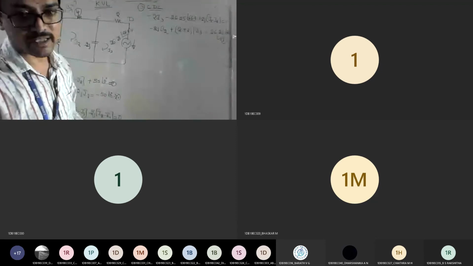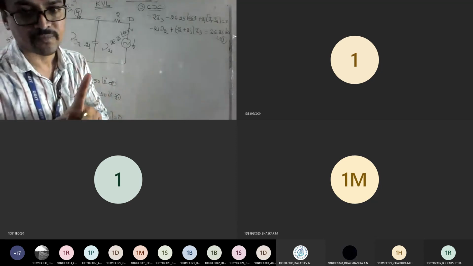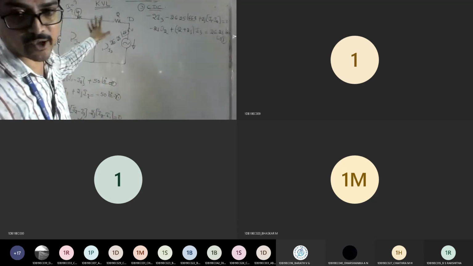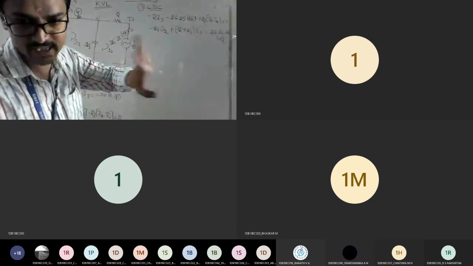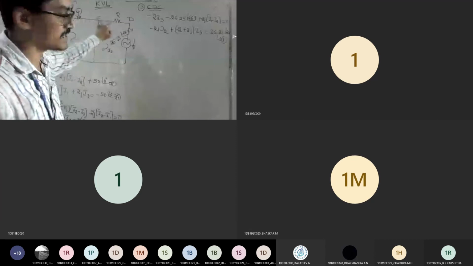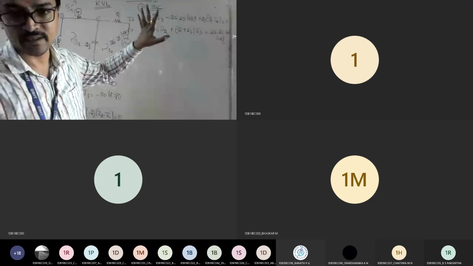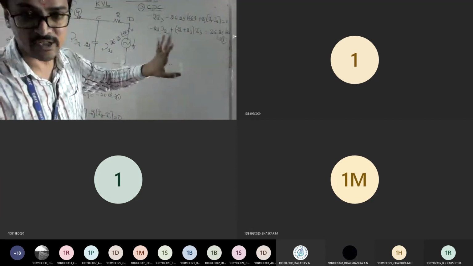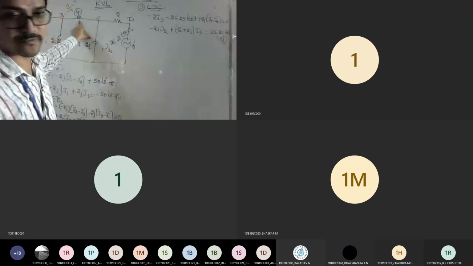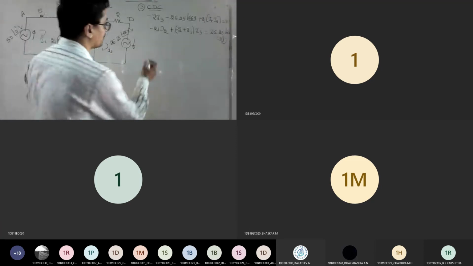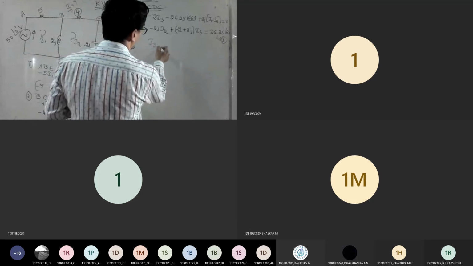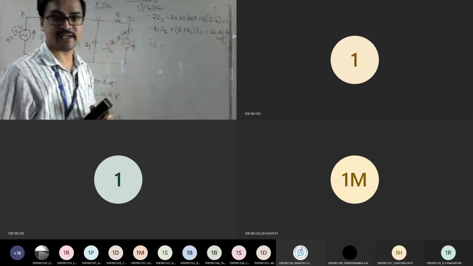Now, what I told, our agenda is to find I2. Whenever they ask specifically across this, don't waste your time finding all. If they didn't give it like that, then you can find using delta 1, delta 2, delta 3. But now across the 4 ohm they have asked, so our agenda should be only finding I2. How can I find I2?